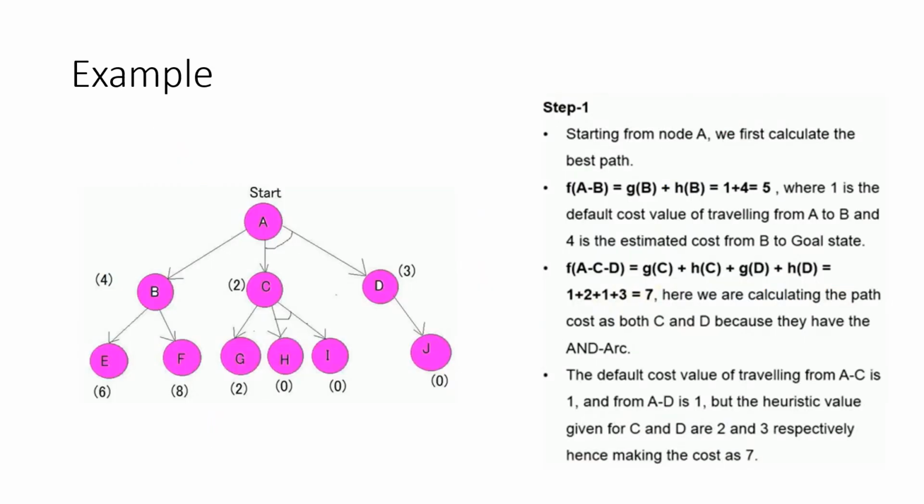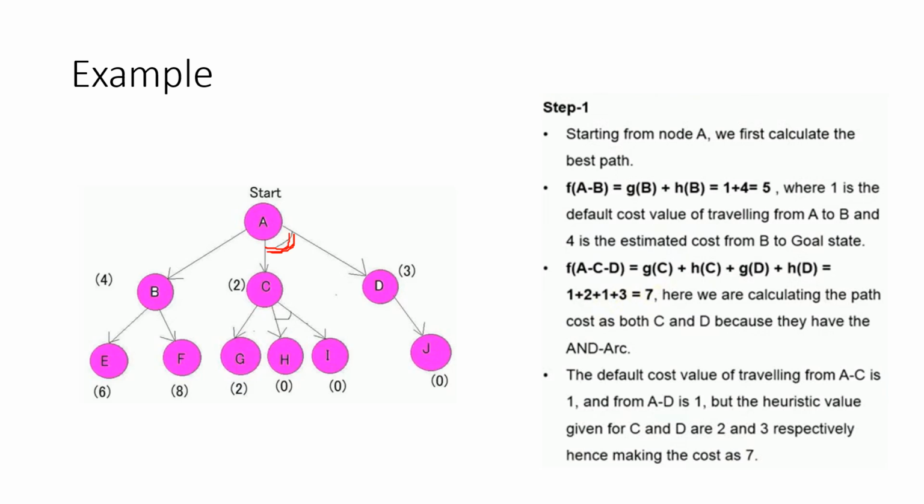Here we can see another example. Here we are starting from node A. And node A has three child nodes B, C and D. B is the OR node, and C and D are AND nodes. Here we can see the AND arc.